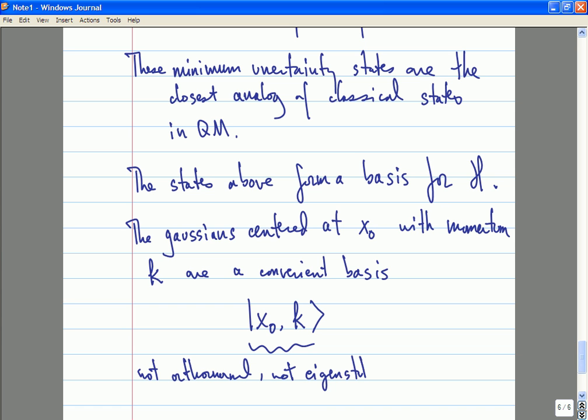But it's still useful. Why is it useful? Well, it's useful because there's a precise sense in which we've seen this is the closest to a classical state with position x and momentum k that you can construct in quantum mechanics. Question? Does that mean that it's always possible to find those states that actually minimize uncertainty? Yes. There are always minimum uncertainty states for a pair of operators that you would consider.